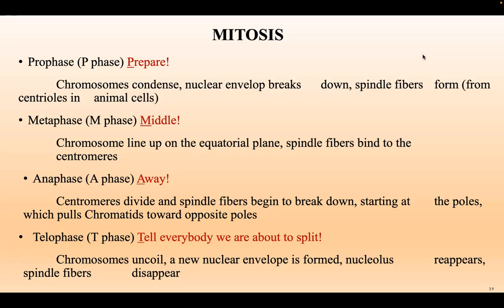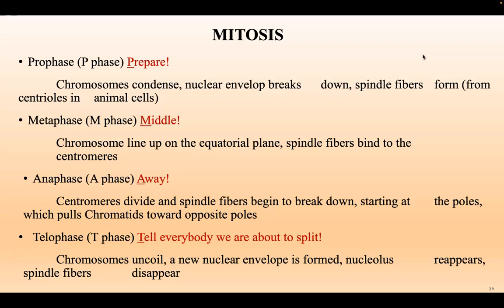In prophase, we are preparing. So our chromosomes are condensing, that nuclear envelope is breaking down, and our spindle fibers are forming from centrioles in animal cells. In metaphase, that's where we want to think middle, where all of our chromosomes have got to line up in the middle. That middle that we're talking about is the equatorial plane. They also sometimes call it a metaphase plate. And our spindle fibers are binding to the centromeres. So that process where the spindle fibers made of microtubules are reaching out to bind to the chromosomes, that's happening in metaphase as well.